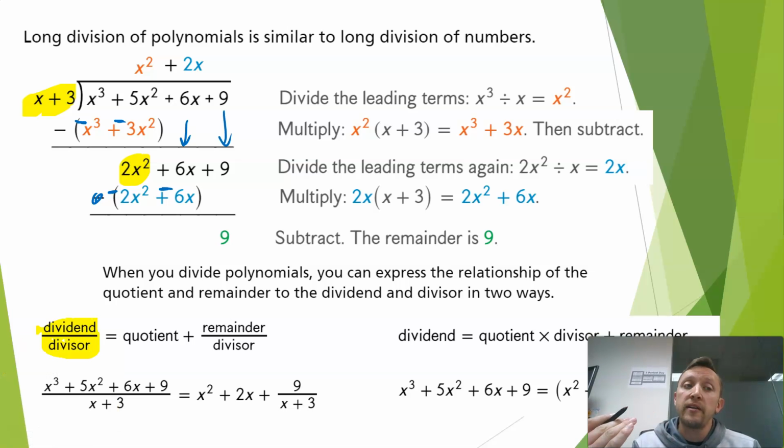When we take our dividend divided by our divisor, the dividend is the big number that we're dividing, like 229 divided by 17. 229 would have been our dividend. Our divisor would have been 17. So our answer is going to be our quotient plus our remainder divided by our divisor. Okay, so that's how you're going to write your answers for these.